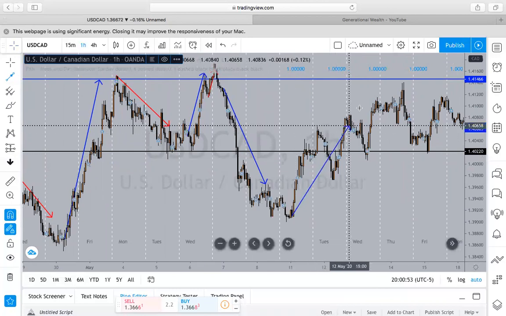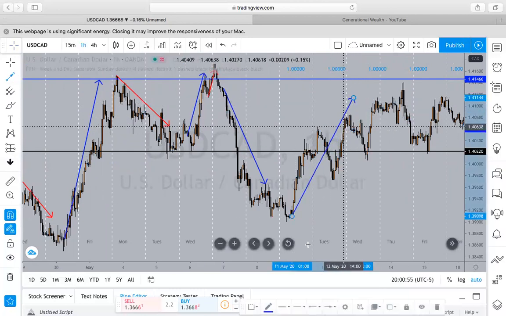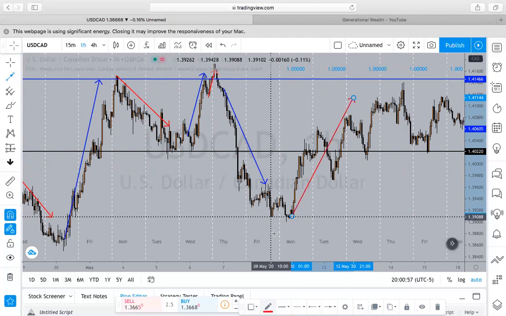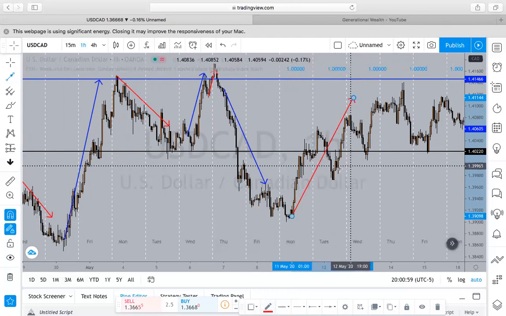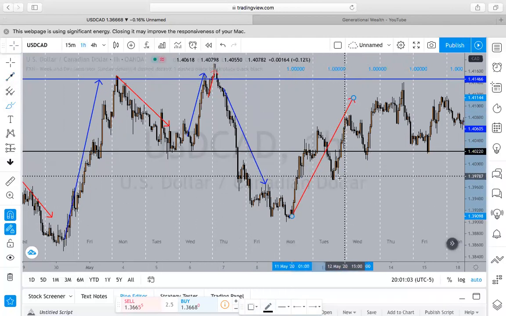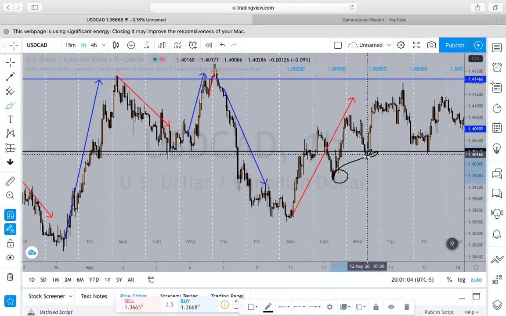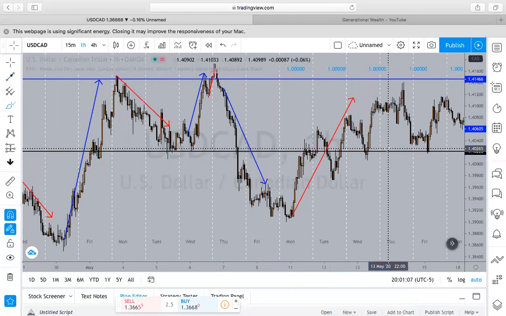Oh, it's an uptrend. It's an uptrend. Retail traders get in. Time for them to get in. They're buying, right here. They're buying right here. So they're in buy mode.